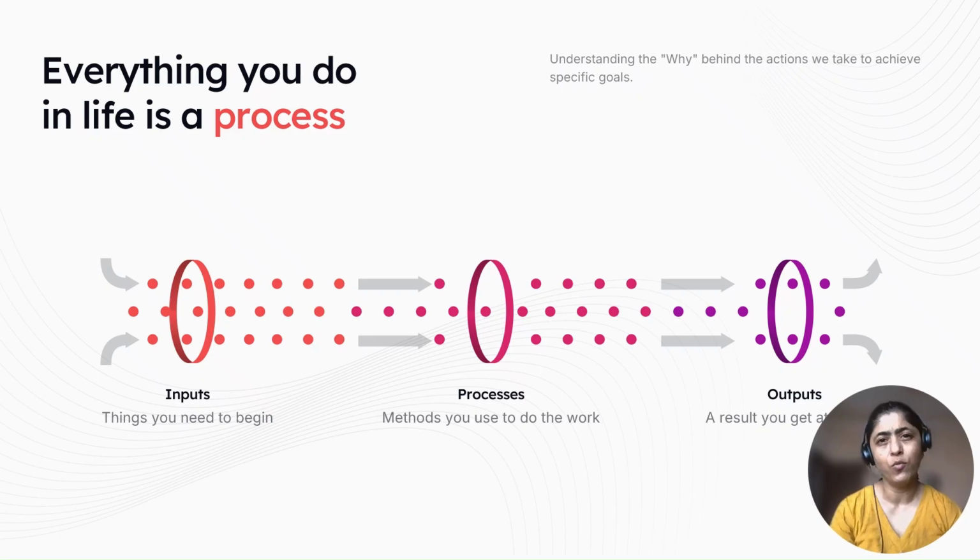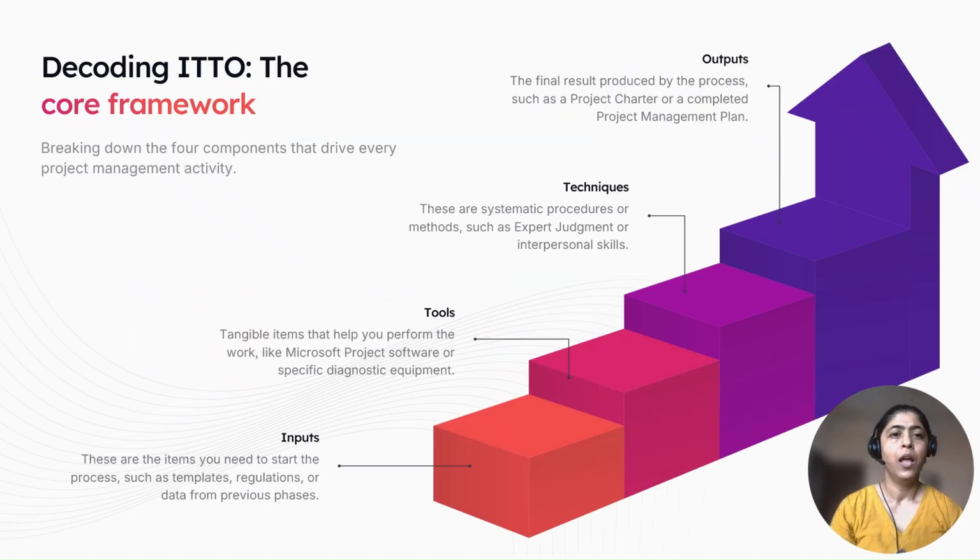Now let's break down the framework into its four components. Now let's open up the ITTO framework. The first component is input. Inputs are things we need before we can begin the process. In a project, this could include your templates, regulations, information, or data coming from your earlier processes.